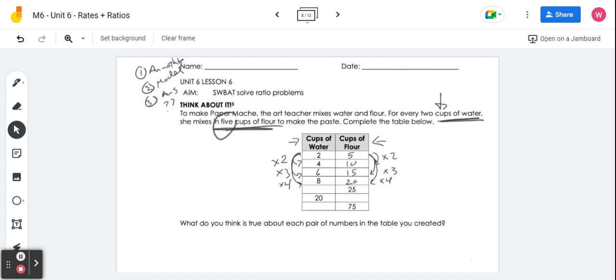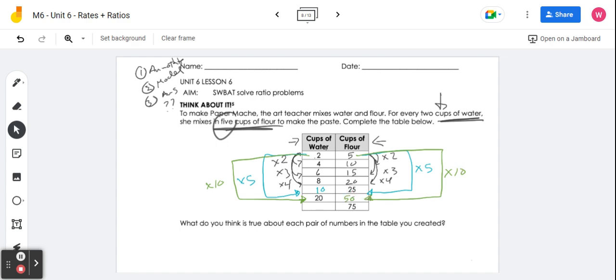Now on this side, we don't have the number of cups of water, but we do have the number of cups of flour. To go from 5 to 25, we're multiplying by 5. So we're going to do the same thing here: 2 times 5 gives us 10. What about here? We have the cups of flour. To go from 2 to 20, we're multiplying by 10. So we want to do the same thing over here. If we multiply by 10, 5 times 10 gives us 50.